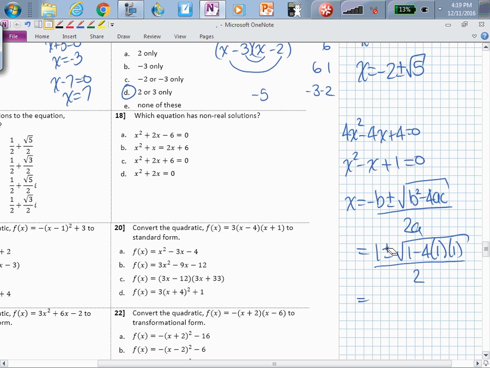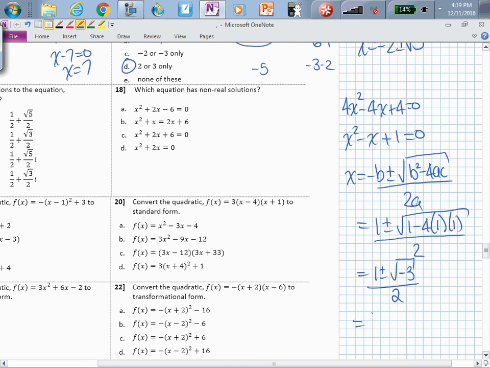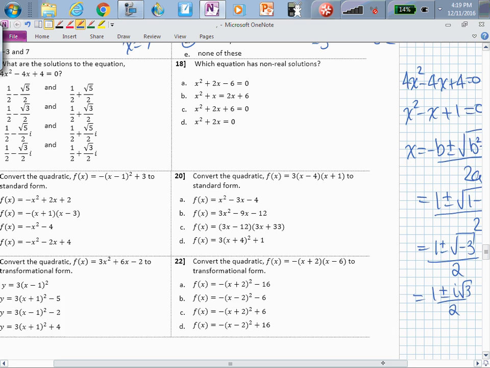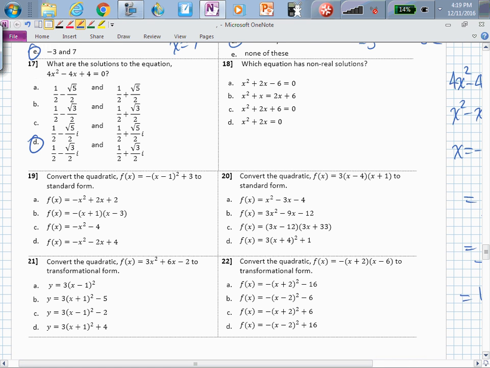A negative under the square root. So you get 1 plus or minus the square root of 1 minus 4, which is negative 3, all over 2. Final answer: 1 plus or minus, this becomes i root 3, over 2. And it looks like they've got it split up, so I can put this over 1 over 2 and then plus or minus i root 3 over 2. So that looks like it should be D.